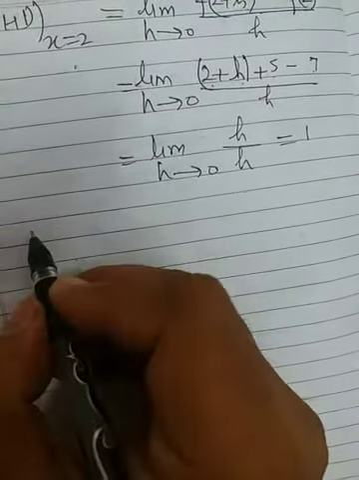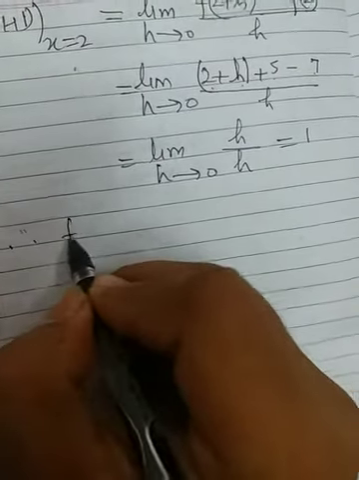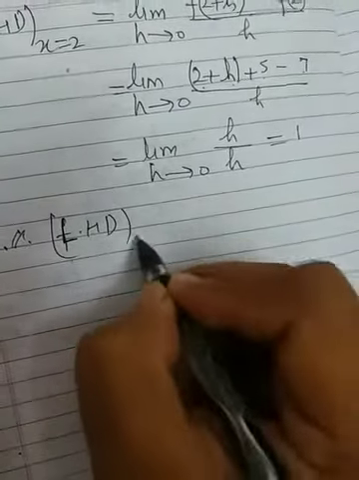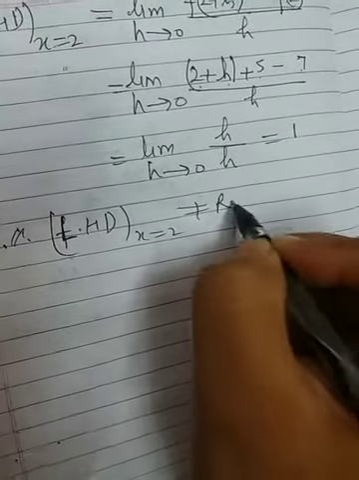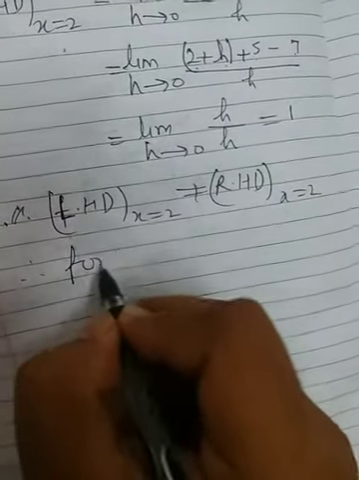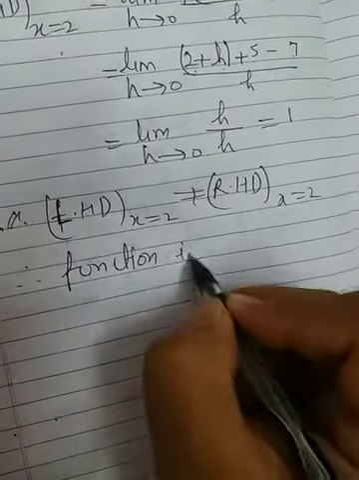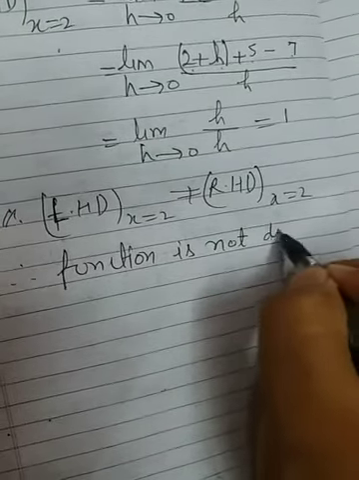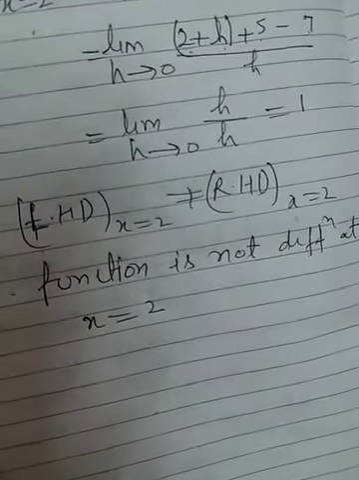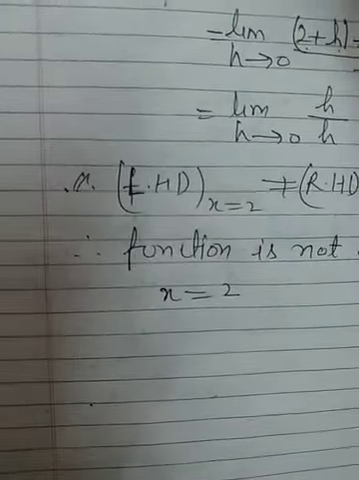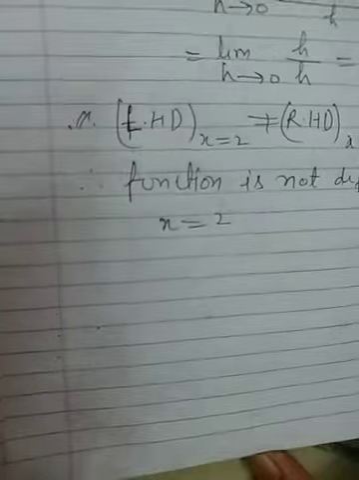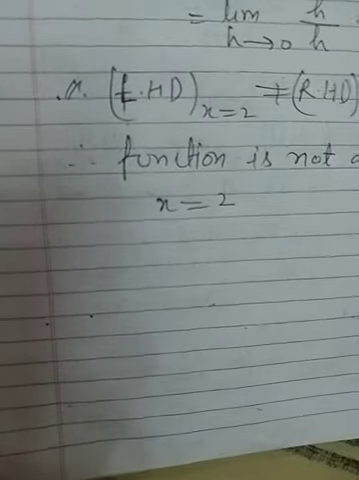Let us write this. Therefore, since LHD at x equal to 2 is not equal to RHD at x equal to 2, therefore the function is not differentiable at x equal to 2. So 2 examples we have taken, but in both examples we have seen that the function is not differentiable.